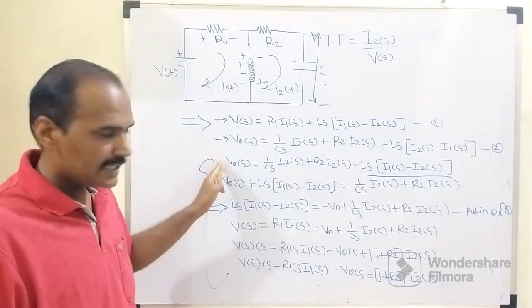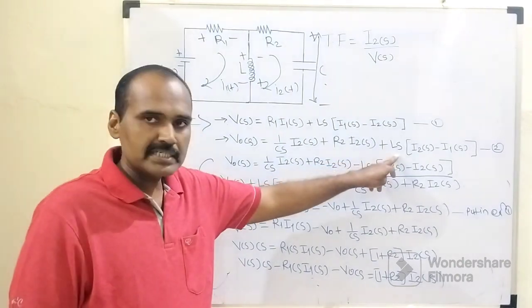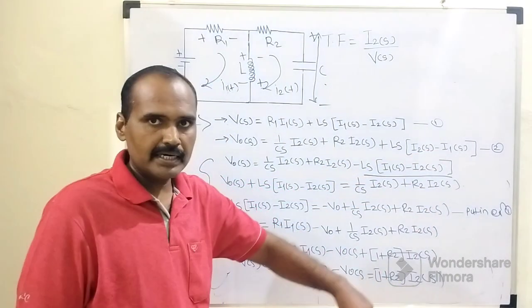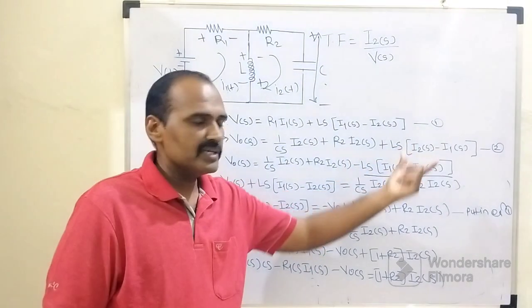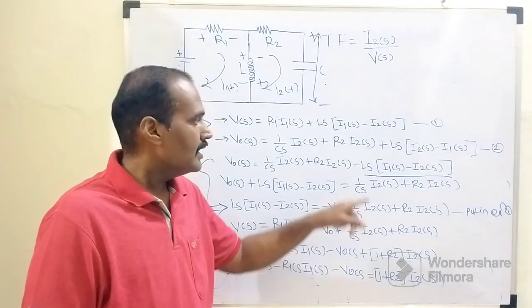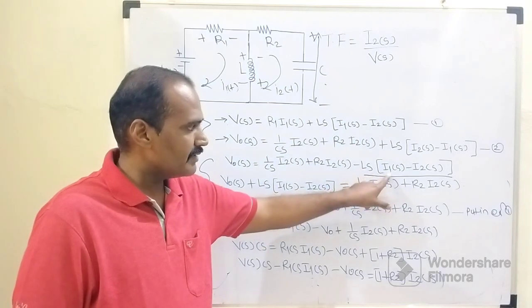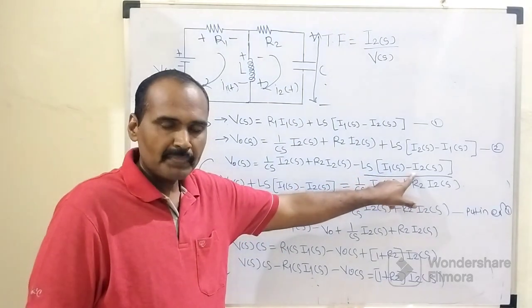In that next step, what we need to do, as far as this last term is concerned, that is nothing but Ls times I2 of S minus I1 of S. Here we want this term in terms of Ls into I1 of S minus I2 of S. So for that purpose, intentionally, the negative sign can be considered as a common term. As a result, it will become minus Ls into I1 of S minus I2 of S.